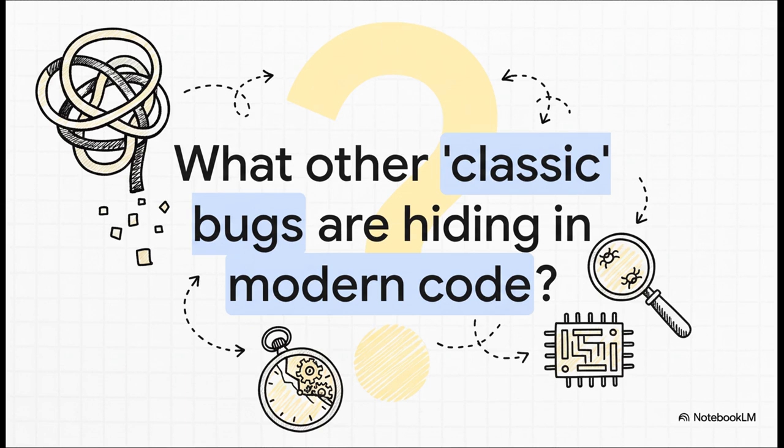So I'll leave you with this question to chew on. As our software just gets more and more complex, with layers upon layers of code built over decades, what other simple bugs, these classic fundamental flaws, are just sitting there, waiting for someone to find them? It's a challenge for all of us, and something we should never stop thinking about.